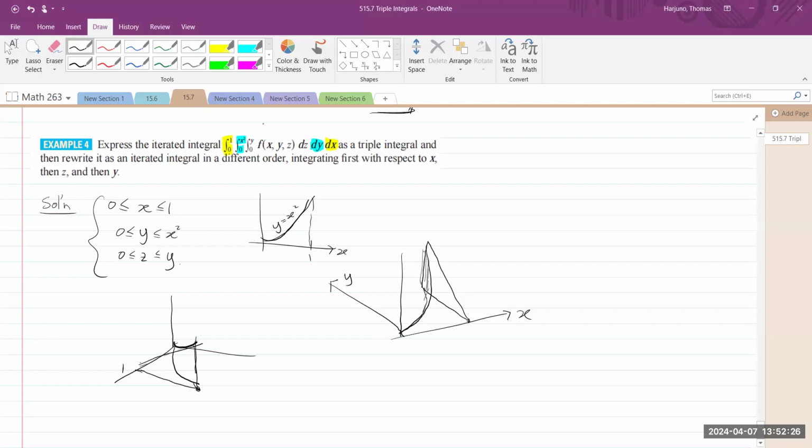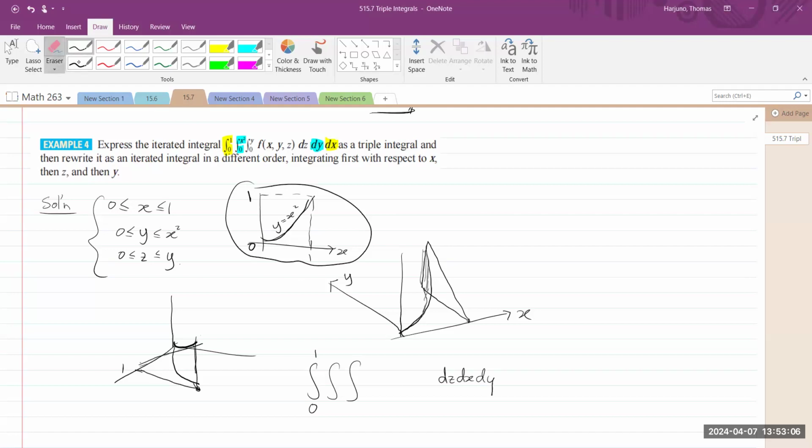Okay, so we know that's the first order of integration, dz dy dx. Can we switch that to be the triple integral of dz dx dy? So we still look at this domain, right? But instead of working with dz dy dx, we will work with dz dx dy. Now our y will be moving from 0 to 1.